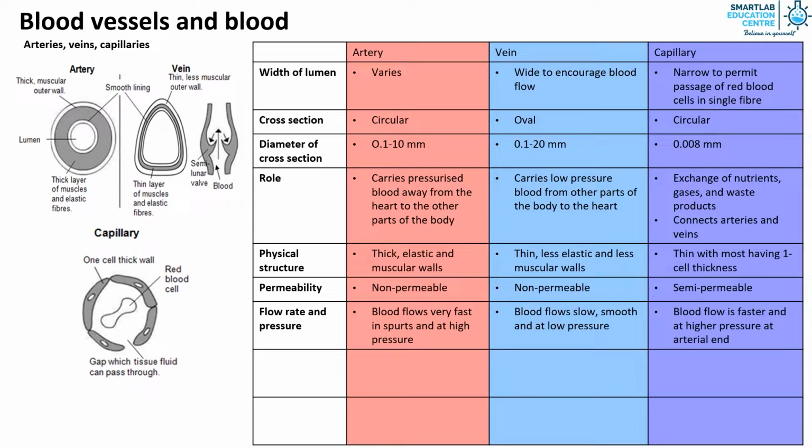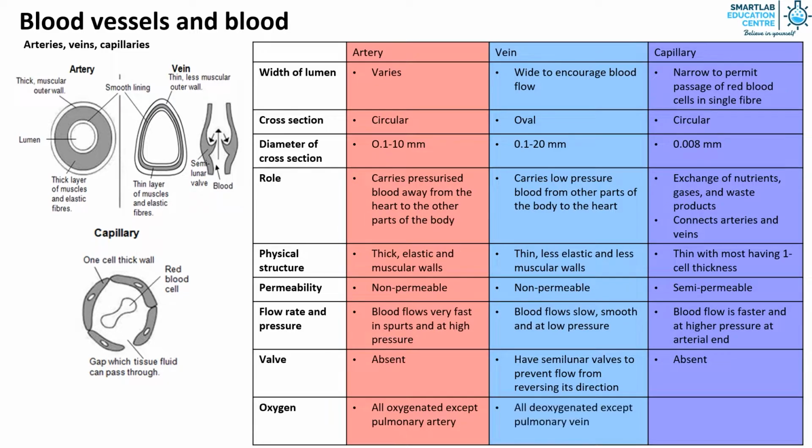Eighth is the presence of valves. There are no valves in the artery and capillary, but veins have semilunar valves to prevent flow from reversing its direction. Lastly is the oxygen content. All arteries carry oxygenated blood except the pulmonary artery. All veins carry deoxygenated blood except the pulmonary vein. The capillaries carry oxygenated and deoxygenated blood from the artery to the vein.